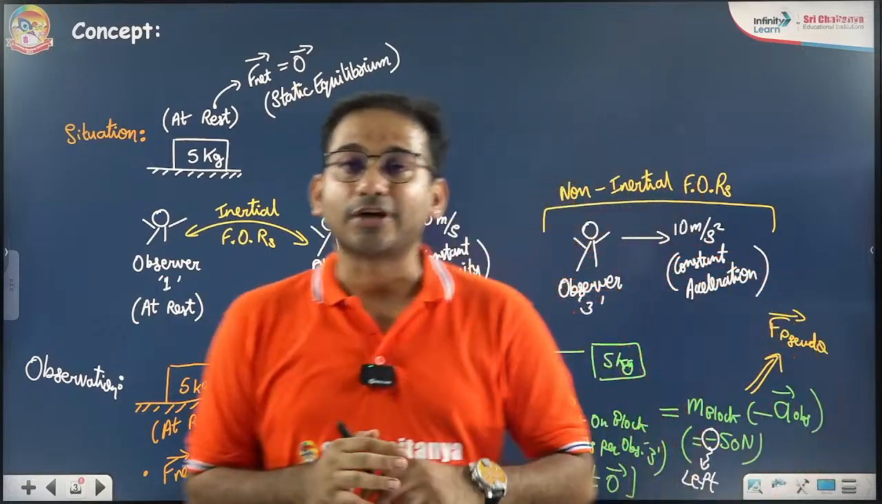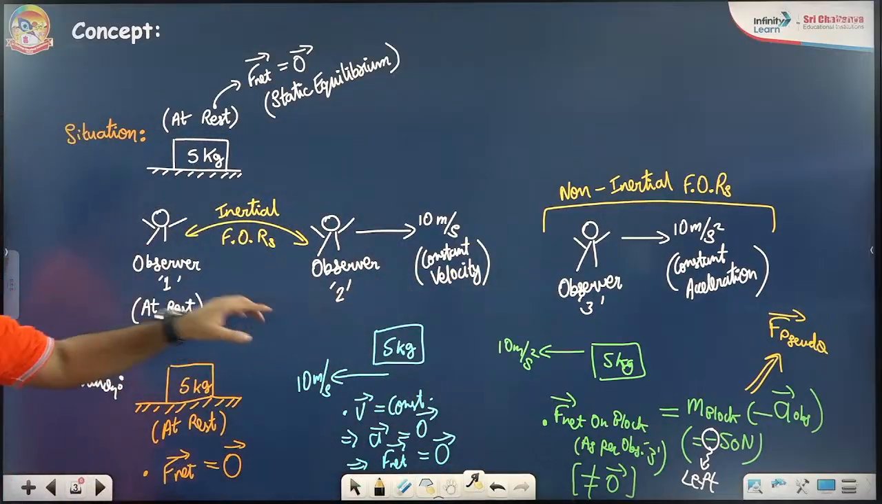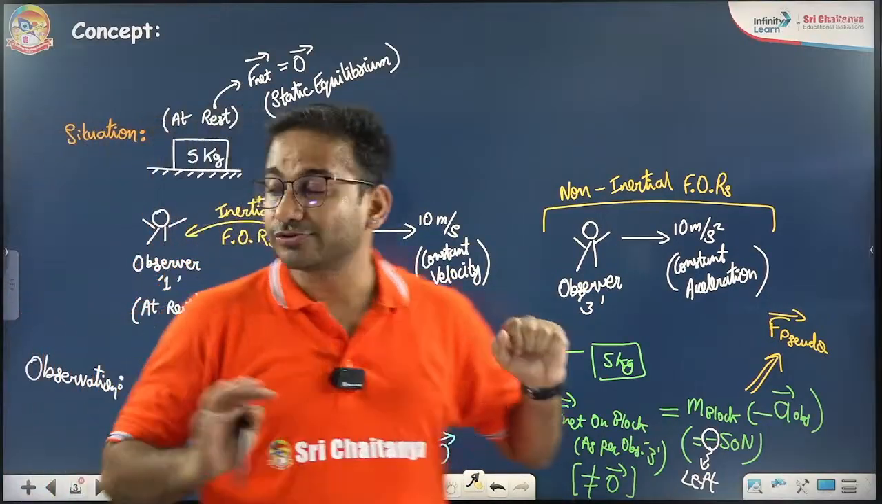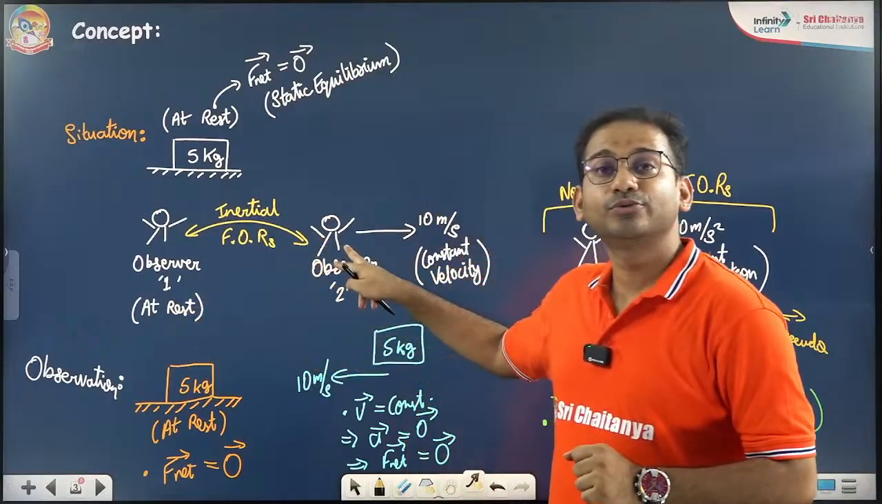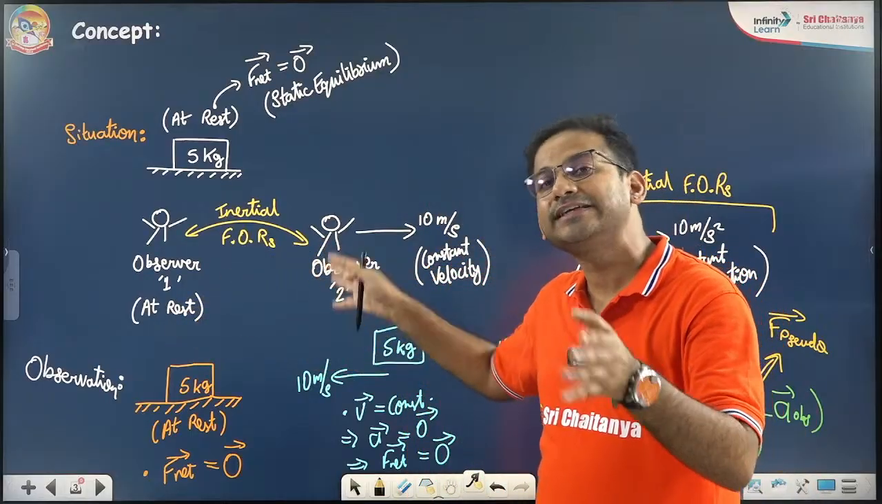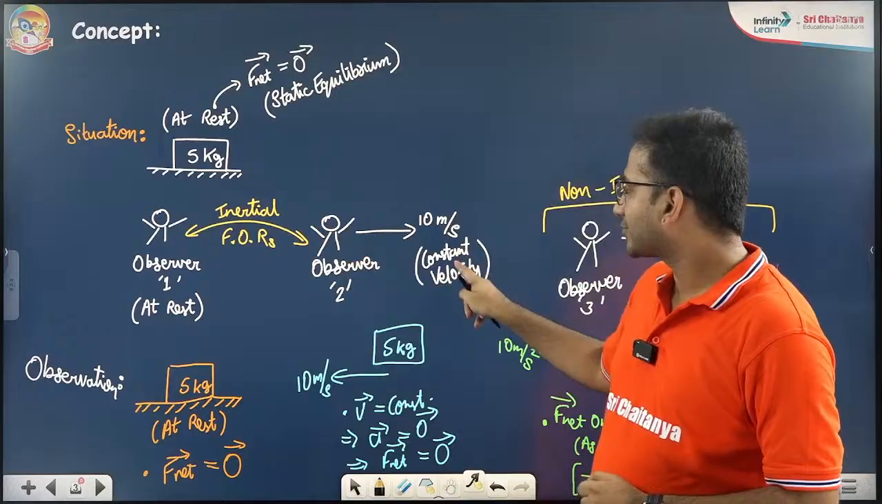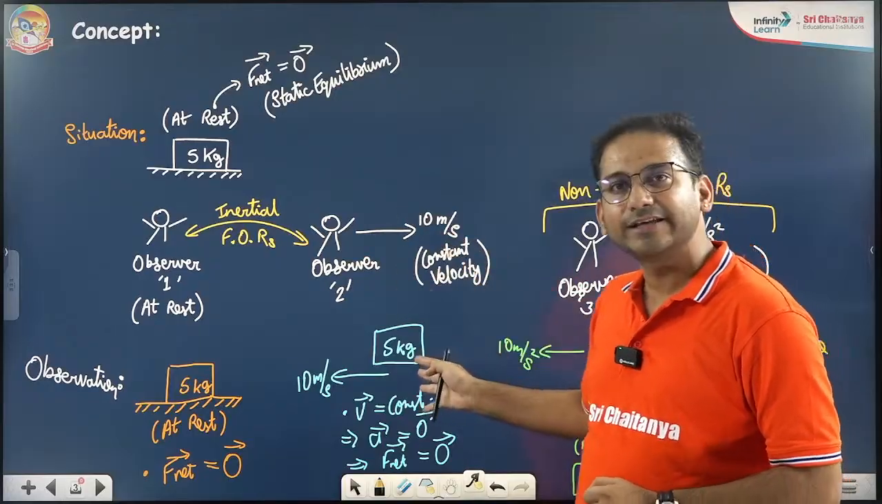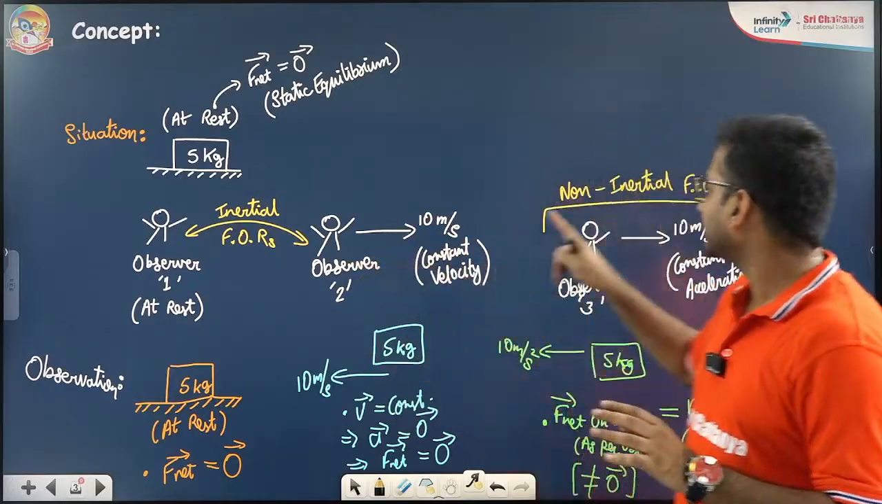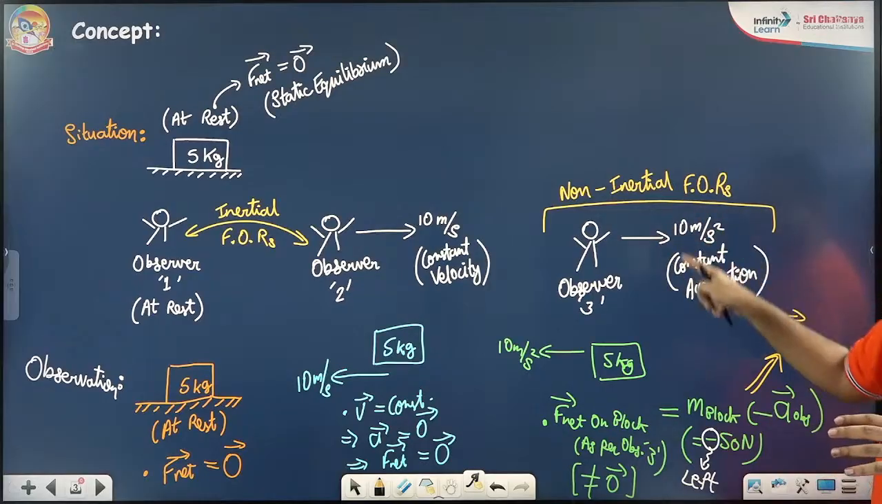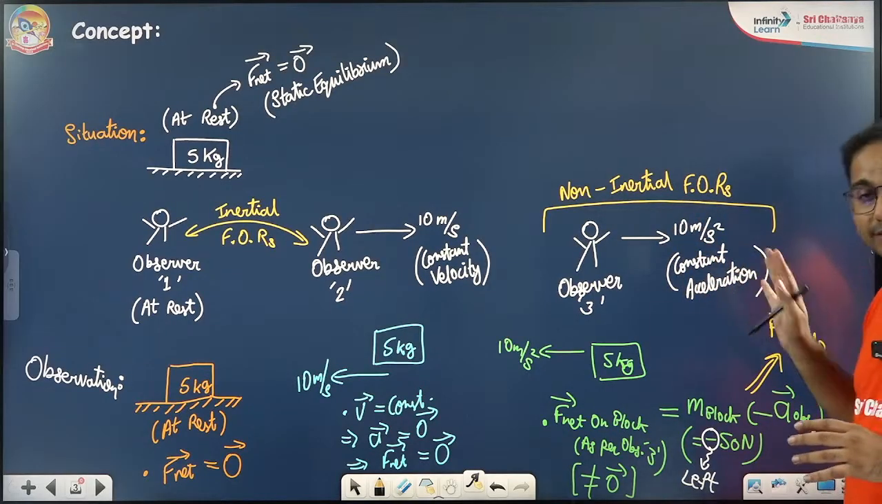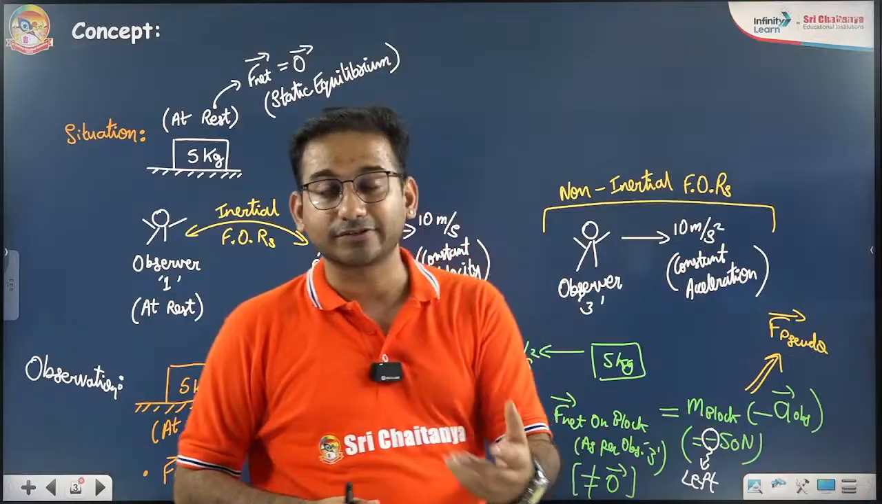Now I have considered 3 observers. Observer 1 is also at rest. Observer 2 might be moving with uniform velocity, constant velocity, in any direction. We don't care. Observer 3 is moving with constant acceleration, so it is an accelerated observer.